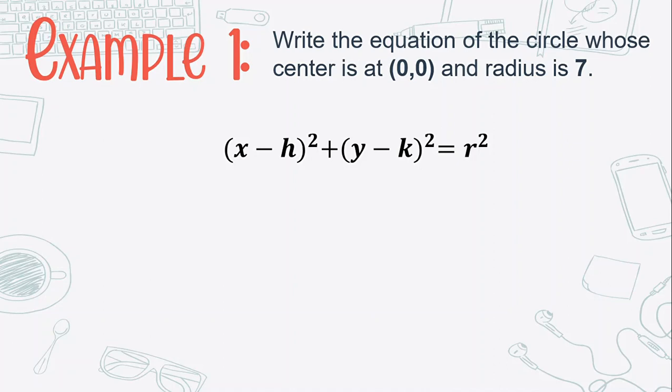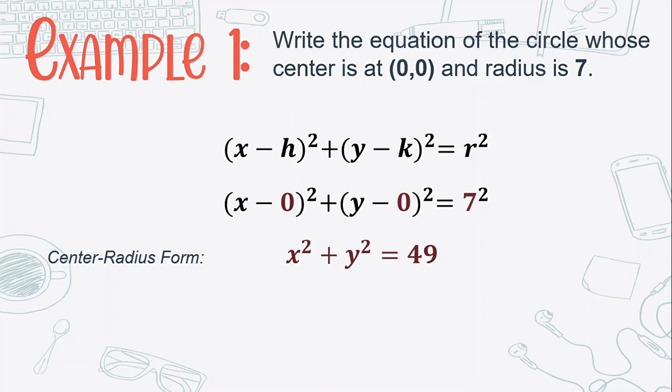So let's just plug in the values. We have (x minus 0) squared, 0 is the x coordinate of the center, plus (y minus 0) squared, again 0 is the y coordinate of the center, is equal to, the radius is 7, so we have 7 squared. Now let's evaluate. We have x squared plus y squared is equal to 7 squared, that is 49. So that is the center-radius form of the equation of the circle.